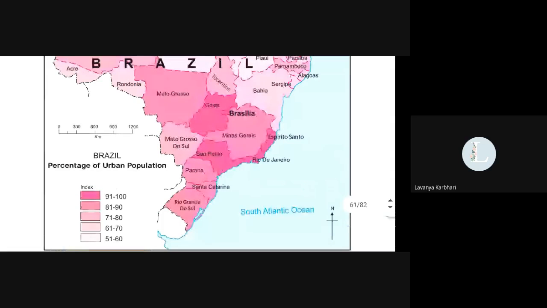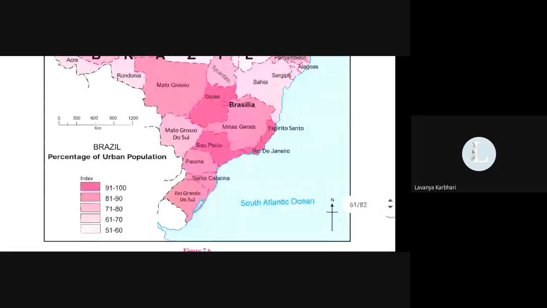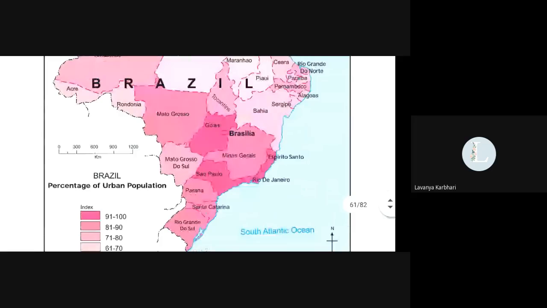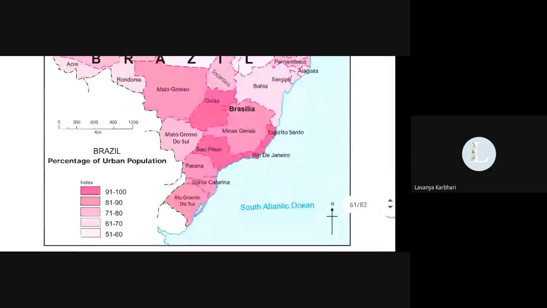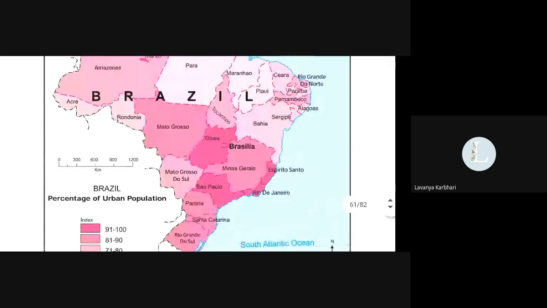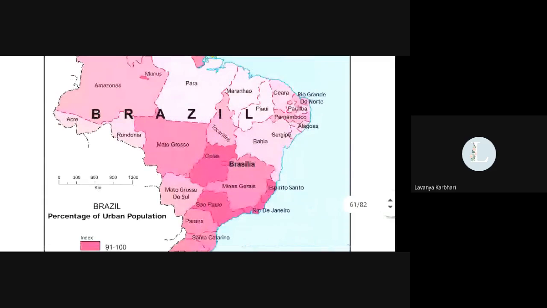Okay, so in Goiás, in Sao Paulo, Rio de Janeiro, Espírito Santo, these four states are very highly urbanized. So almost more population is living there. After that, the paint colors are given with reducing urbanization rates, percentage of the urbanization. Okay, you can easily see.